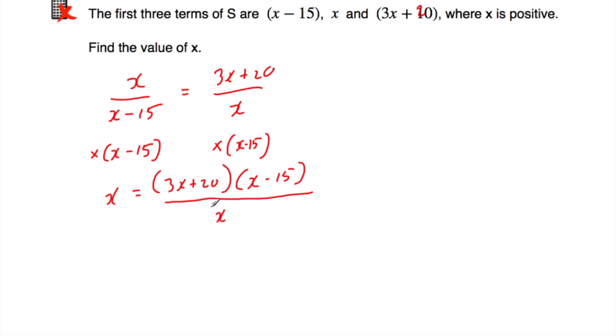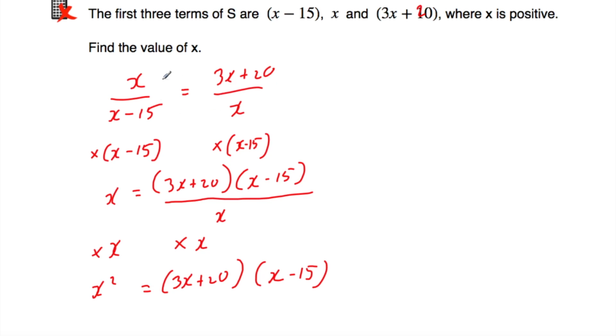Now, we don't want this divided by x, so we're going to multiply both sides by x. On the left hand side, we would get x squared. And on the right hand side, the divide by x would go, so we'd just be left with (3x + 20) in brackets, and then (x - 15) in brackets. So what we've done is multiply both sides of the equation by x - 15, and then multiply both sides of the equation by x.